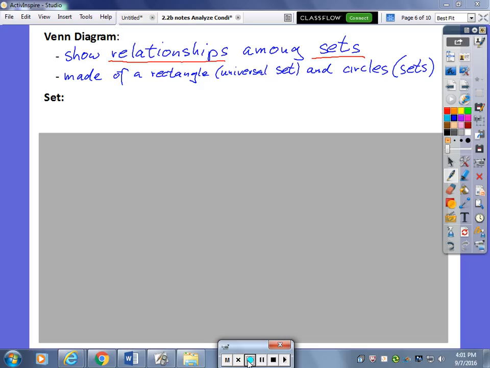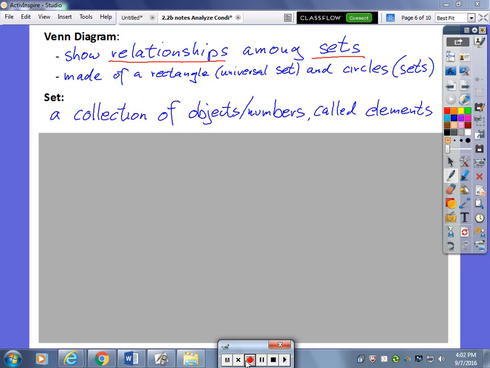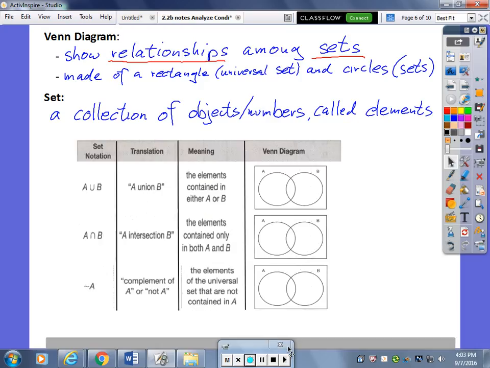What is a set then? A set is a collection of objects or numbers, which in return are called elements. So let's look at how symbolic notation, set notation, and Venn diagrams can show the relationships between different types of sets.